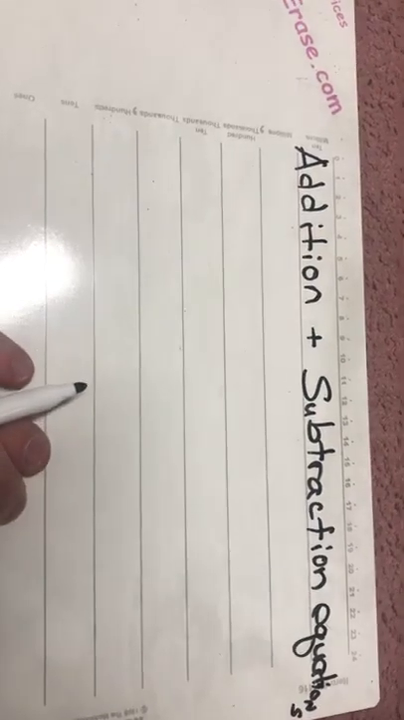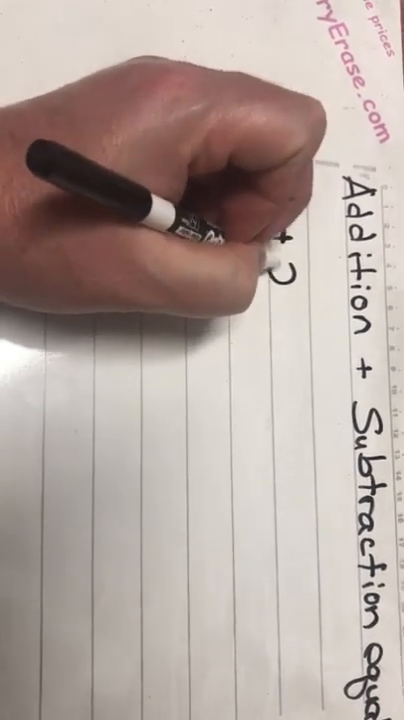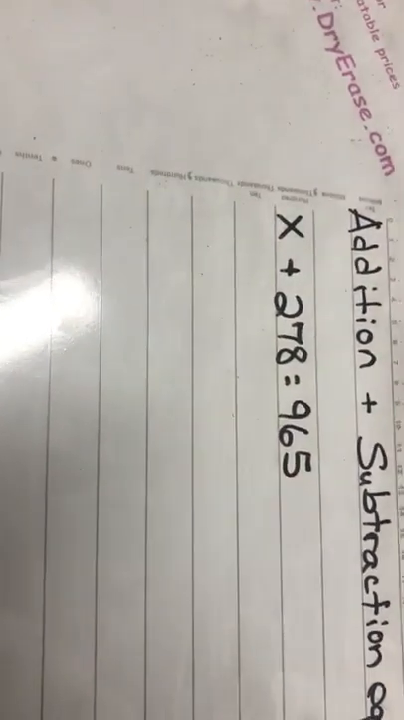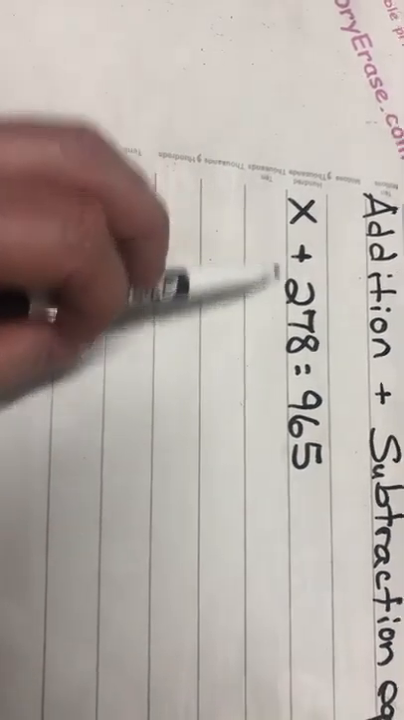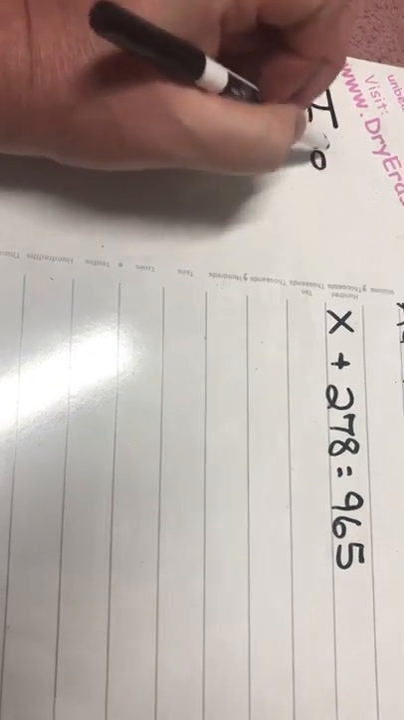So basically, we're going to look at 4 different examples of types of problems that you're going to see. And the first one we're going to look at today, we're going to say x plus 278 equals 965.